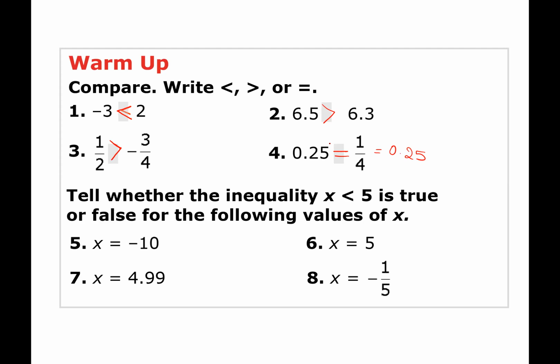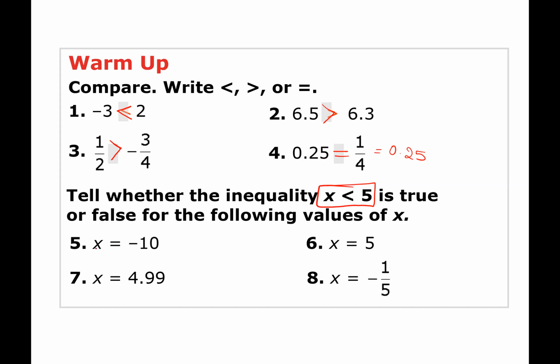Okay, the next exercise is I have to figure out, using this inequality, whether the following numbers are true or false. Are they possible solutions or not? So how do I do that? My inequality is x less than 5, which means that it can be 4, it can be anything that's less than 5, whether it is 4.9 or 4, 3, 2, 1, 0, even the negative numbers are included.